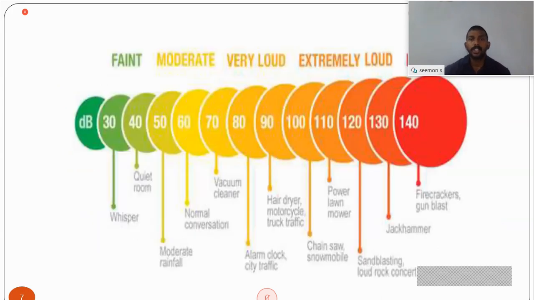And this shows how much decibel whispering causes. If it is whispering, that will be 30 decibel, and if it is a normal conversation, it comes to 60 decibel, and that is considered moderate. Moving on, we are seeing a firecracker or gun blast. It is a painful situation, and it causes 140 decibel.